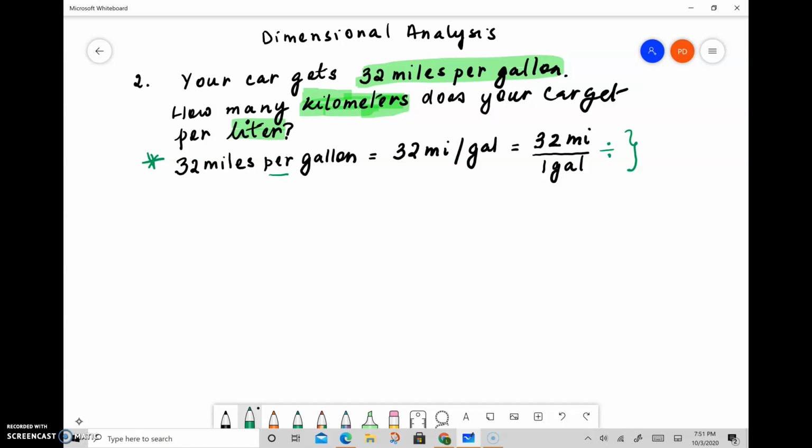So we've got that down. Now let's read the question. It says, how many kilometers does your car get per liter? So now from this part of the question we can see that, let's write this down, miles have to change to kilometers. So we're making a plan. We need to change miles to kilometers, and we need to change gallons to liters.